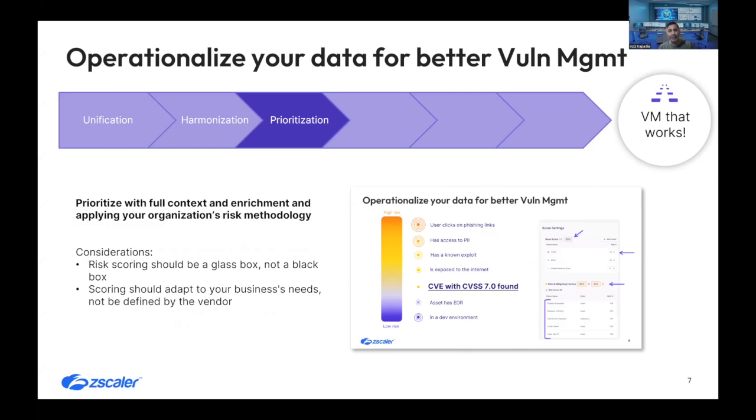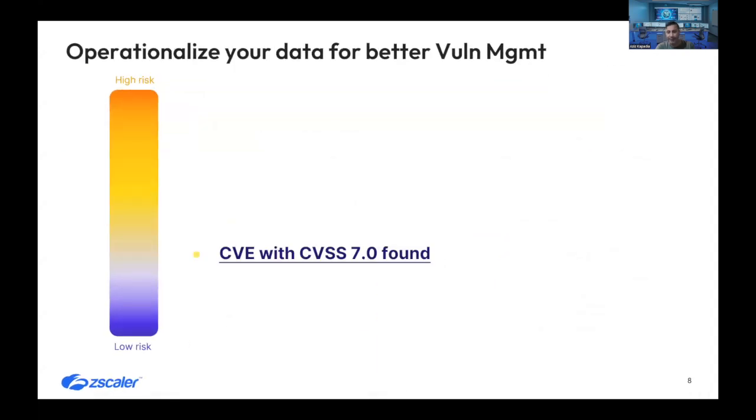The next stage is prioritization. Again, scoring should be a glass box, not a black box. Here's just one example of how clients use our scoring methodology. Let's say you've identified a vulnerability that has a CVSS 7 score. Well, what if it's on an asset that has EDR? What if it's in a dev environment?